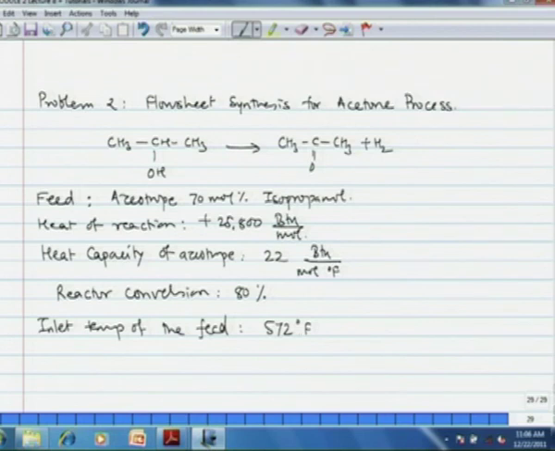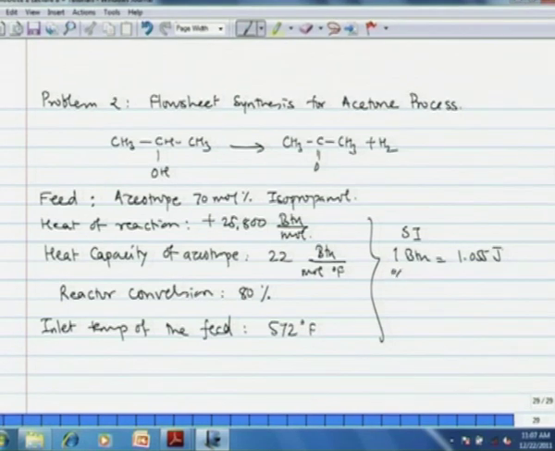Now, you can easily convert these units into SI system by 1 BTU is 1.055 joules. You already know the conversion between degrees Fahrenheit and degrees centigrade. Okay. Degrees Fahrenheit is 1.8 times degrees centigrade plus 32. Okay. So, these simple conversions we can do. Okay.